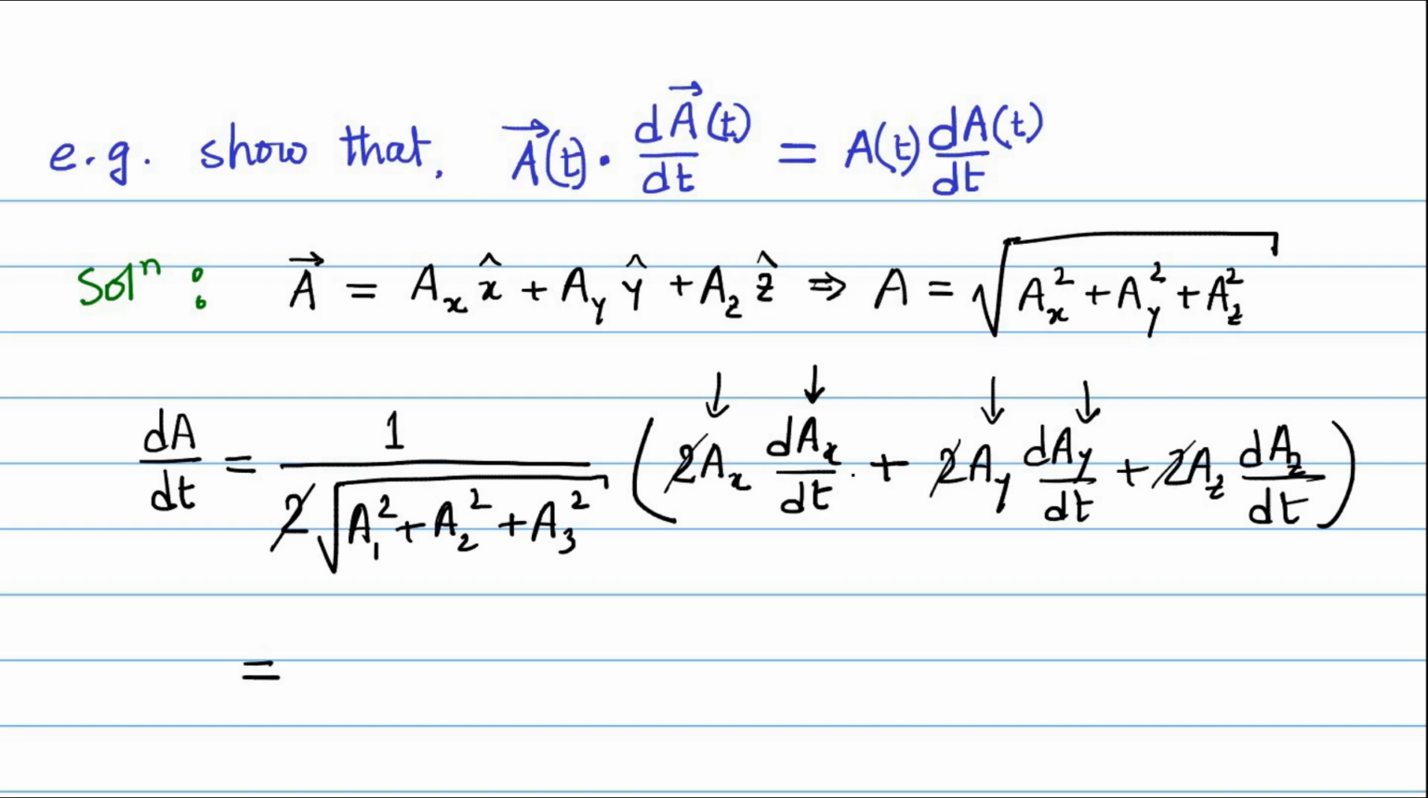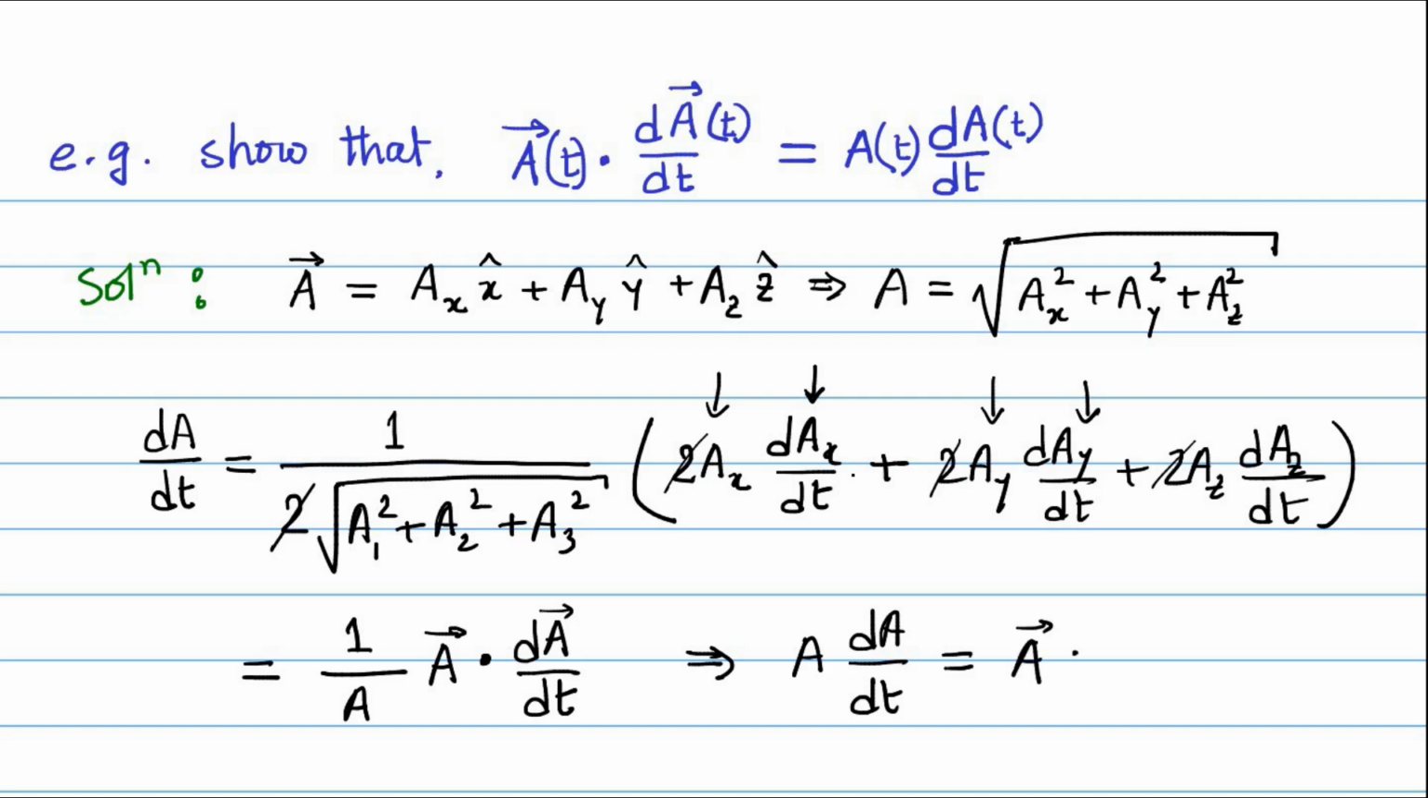So the quantity on the bottom, we simply can write it as 1 over a, and here you can just simply take this quantity and write a dotted with the derivative of a, and then send the a on the bottom to the other side. So you have a times dA over dt equals a dotted with dA over dt, and that was our goal.